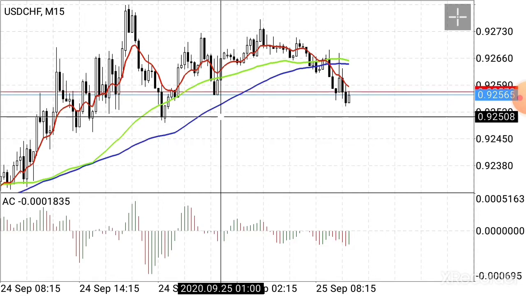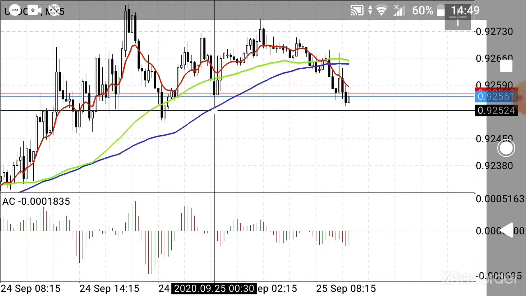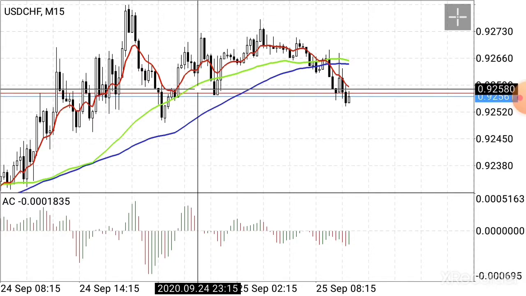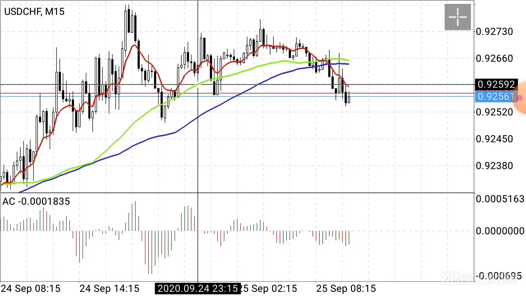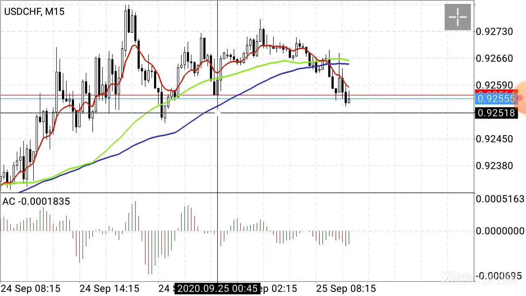And I've also got three moving averages here on the screen. This is a 75 period simple moving average, the blue line. The green line is a 50 period simple moving average. And the red line is an 8 period exponential moving average. They're just the three moving averages I use.